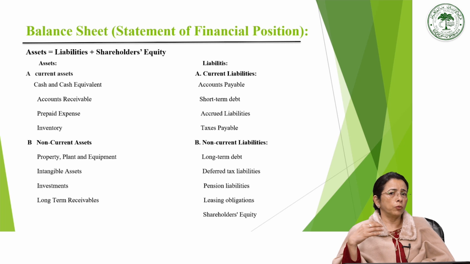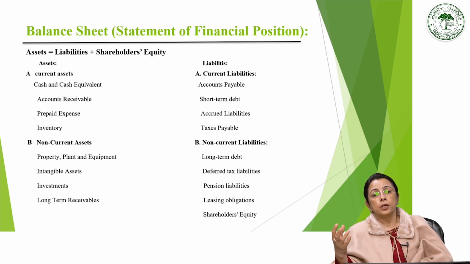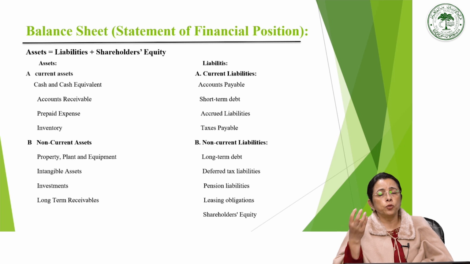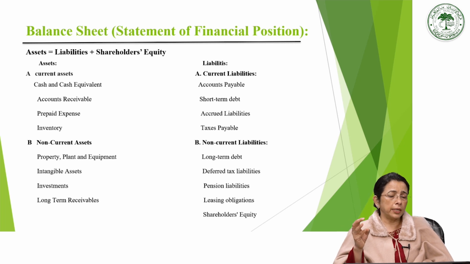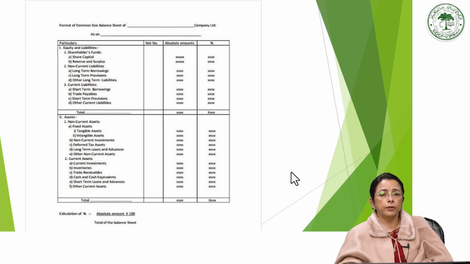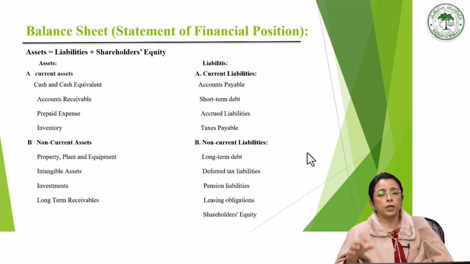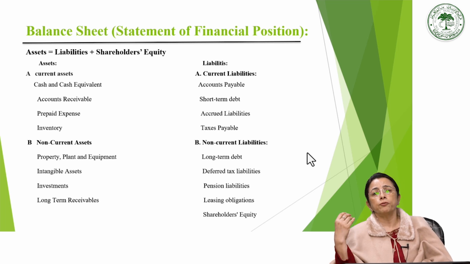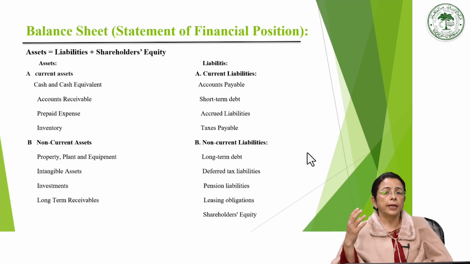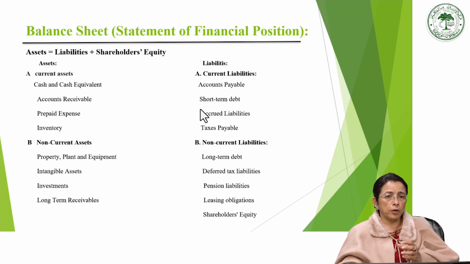That depends upon what format the companies follow. There are different kinds of balance sheet too. For example, we have the horizontal balance sheet. This is a good example of one of the common size balance sheets. We have the vertical balance sheet, the common size balance sheet, the abridged balance sheet, etc. So this is all about the balance sheet.